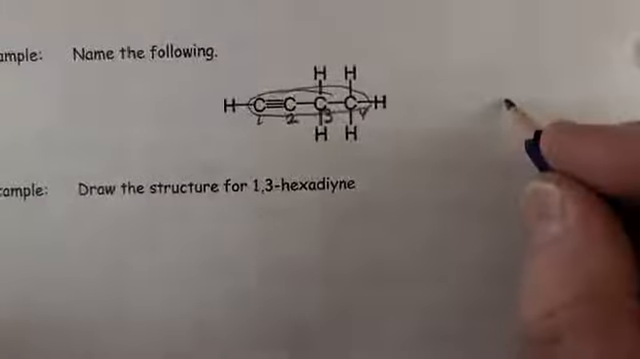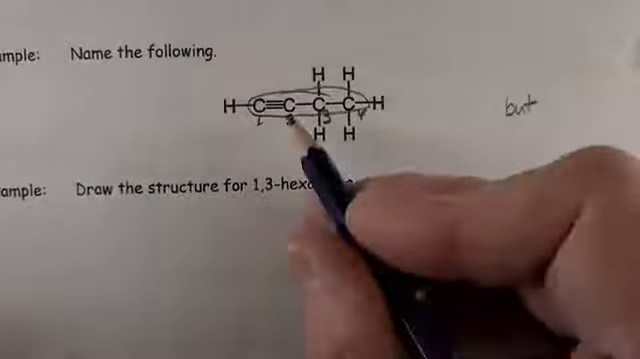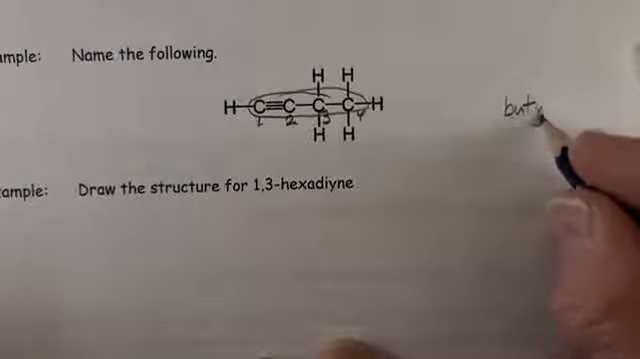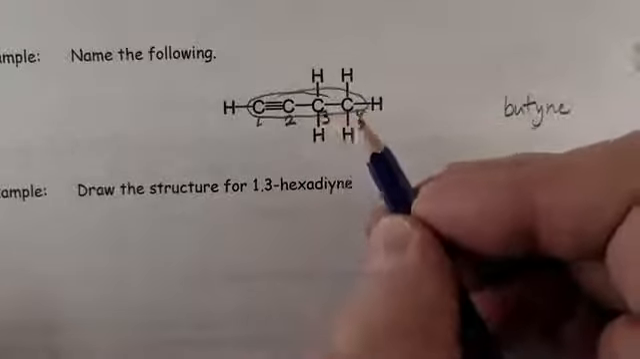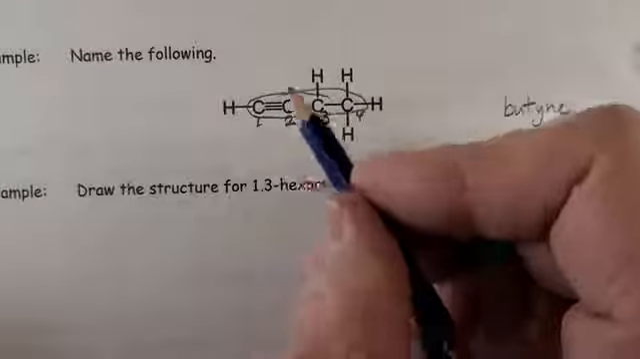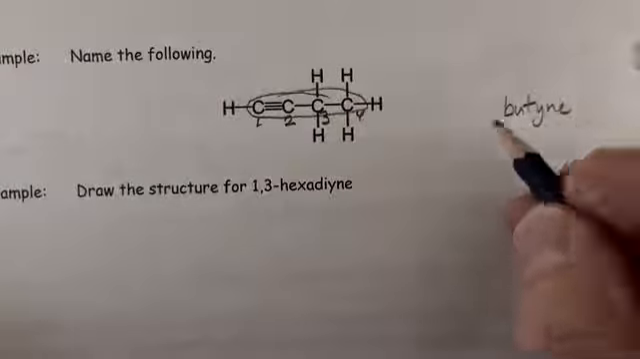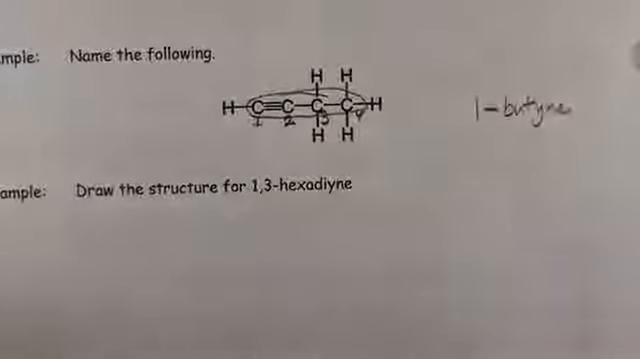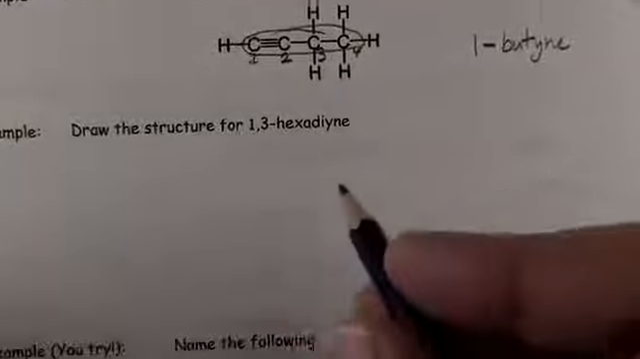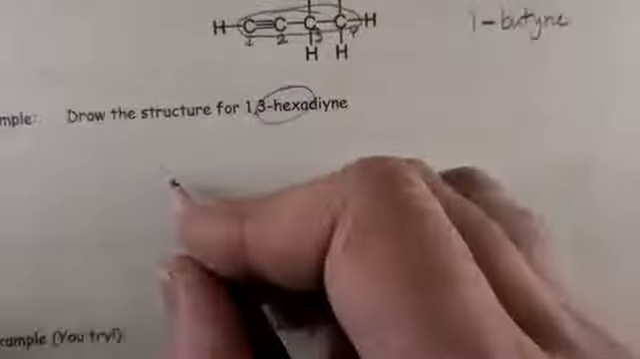So I know 4 is but. There's a triple bond there, so it's yne. These H's just go along with the carbons to fill in the gaps. There are no ethyl or methyl groups, so I just have to indicate where that triple bond is: 1-butyne. Over here, hex means 6.